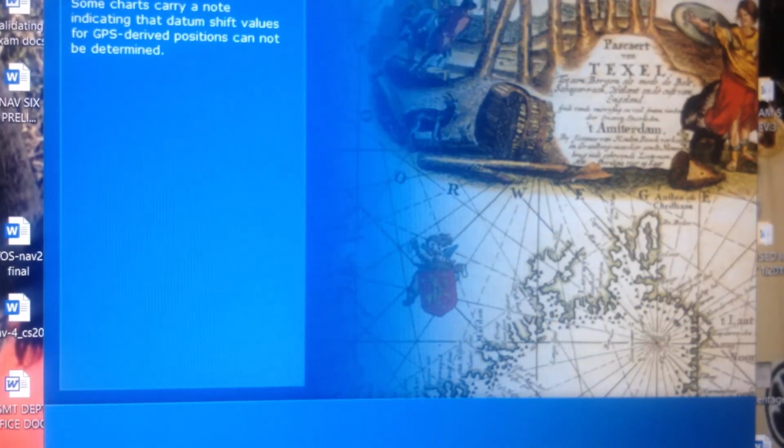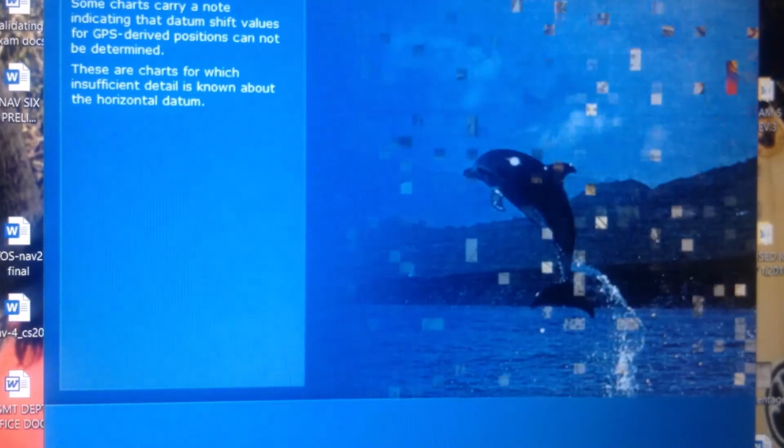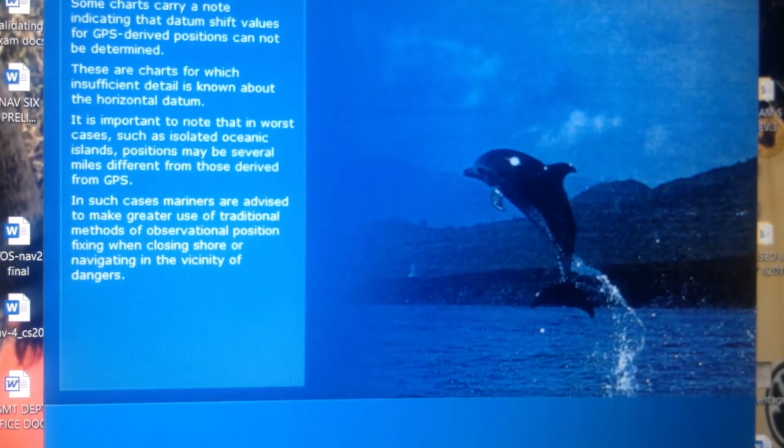Some charts carry a note indicating the datum shift values for GPS derived positions cannot be determined. These are charts for which insufficient detail is known about the horizontal datum. It is important to note that in worst cases, such as isolated oceanic islands, positions may be several miles different from those derived from GPS.